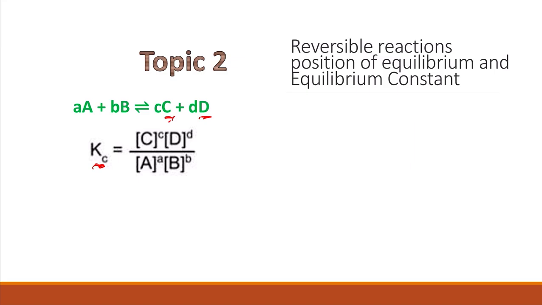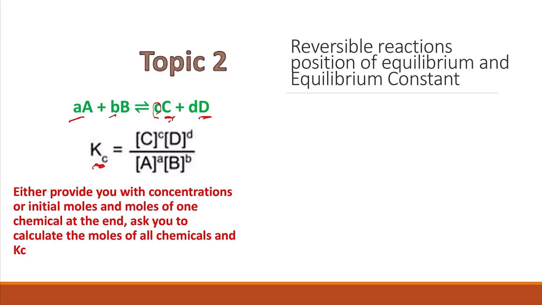Just multiply the concentration of each raised to the power of their number of moles, divided by the product of the concentrations of reactants raised to the power of their moles as well. In your question, they can either provide you with the concentrations of the different reactants and products and ask you to do the calculation. But most of the time, this is not going to be the case.